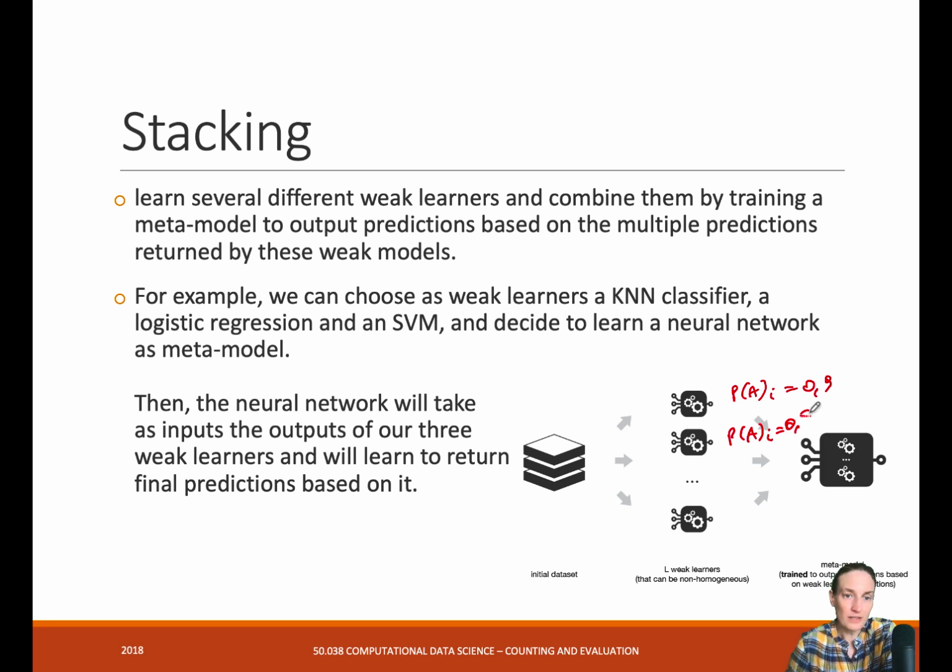This does not need to be homogeneous. These can be a neural network, a different neural network, KNN, anything can be combined here. And then the final model also could be a neural network or whatever you want, SVM.